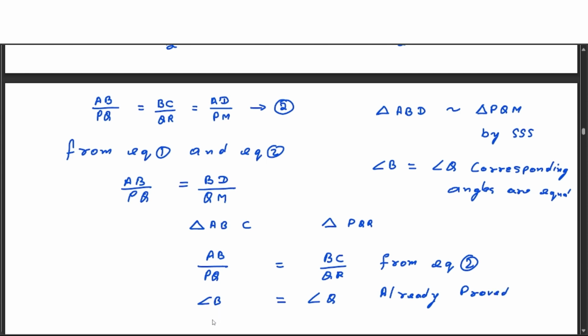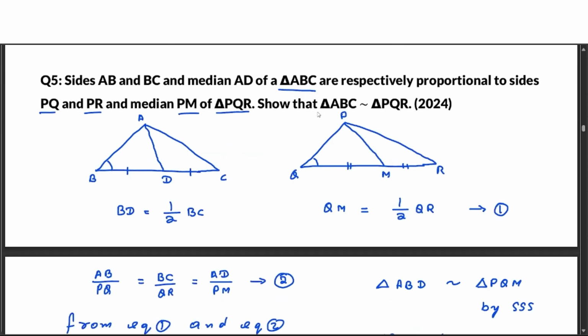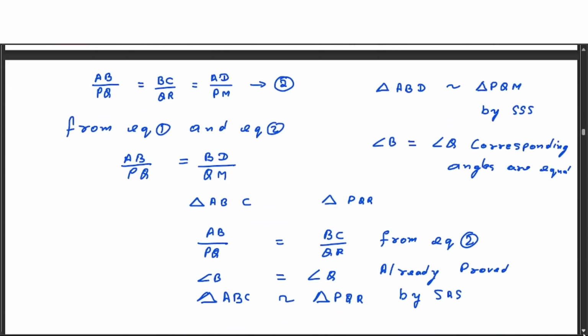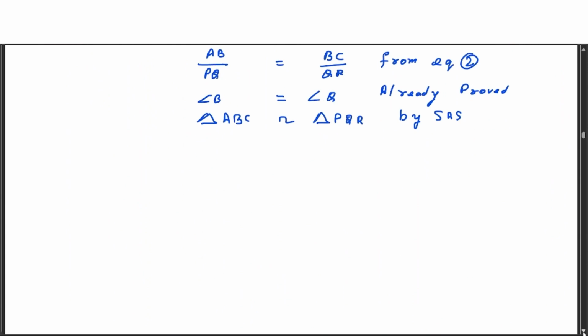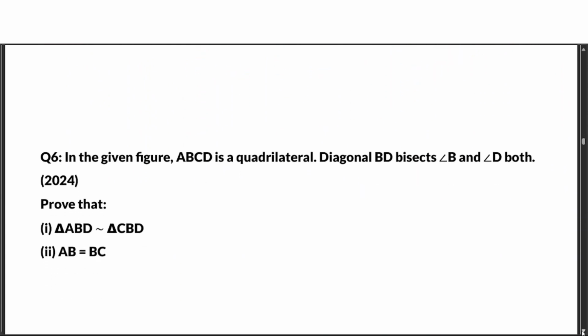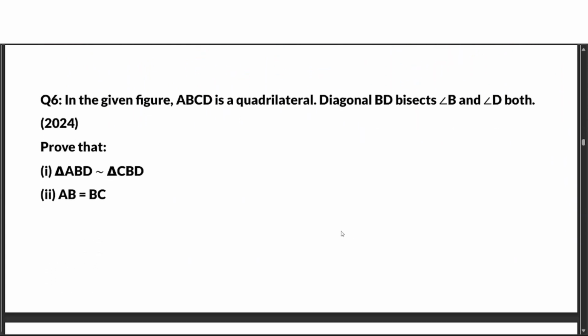Okay, so therefore the triangle ABC is similar to triangle PQR by SAS criteria. Our question is saying to prove the triangle ABC is similar to triangle PQR. So now it is proved in a simple way. Hope you understand this one.